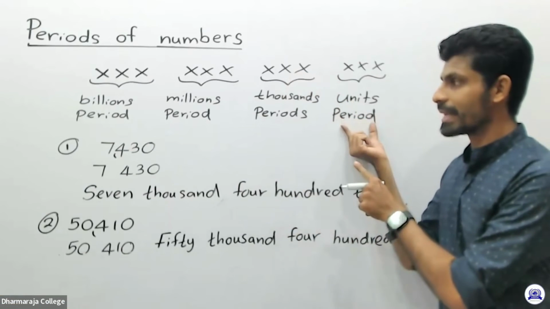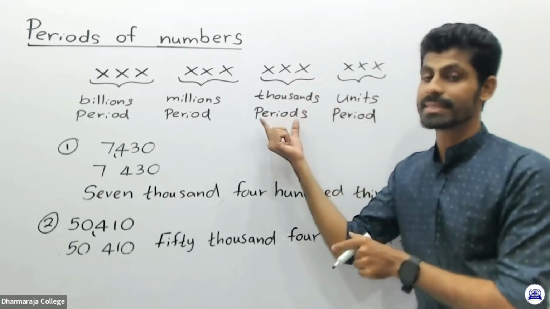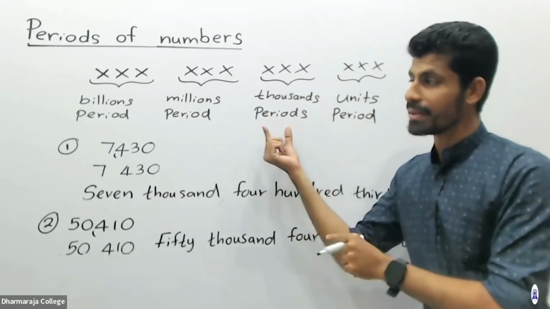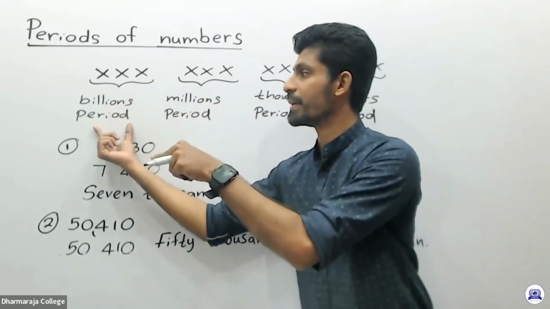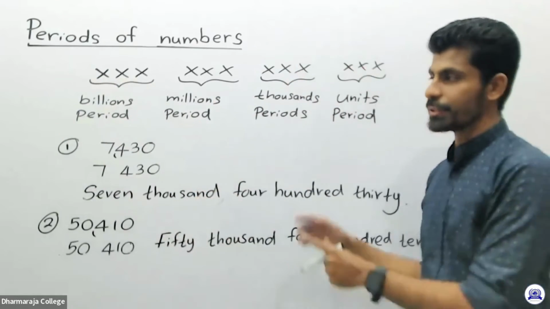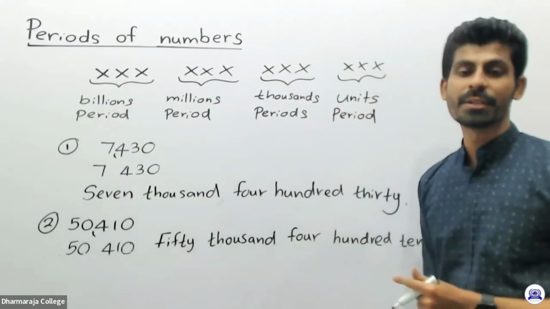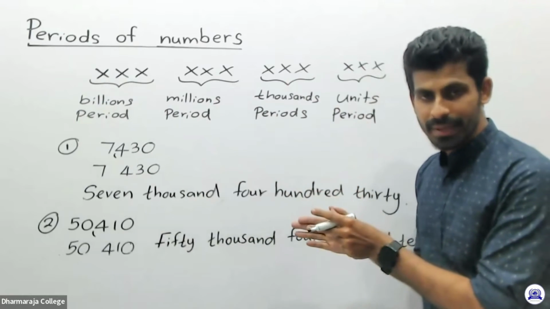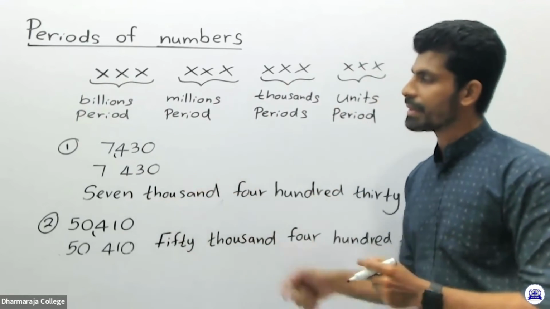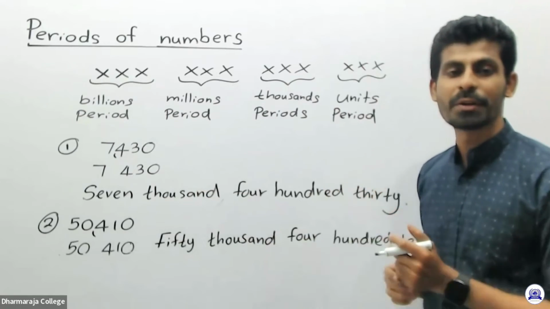What is the first period? Units period. What is the second period? Thousands period. What is the third period? Millions period. What is the fourth period? Billions period. So we are going to discuss up to the billions period in this lesson. Very easy. First, you need to separate into the periods. Then you can write down the number. Quickly note it down, ready?